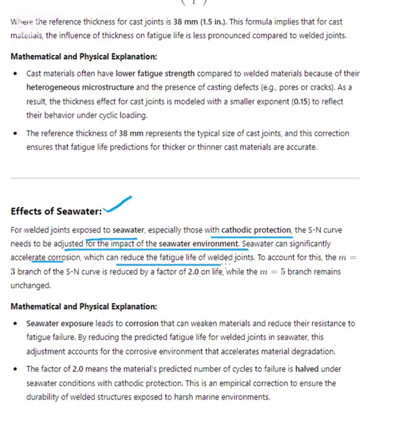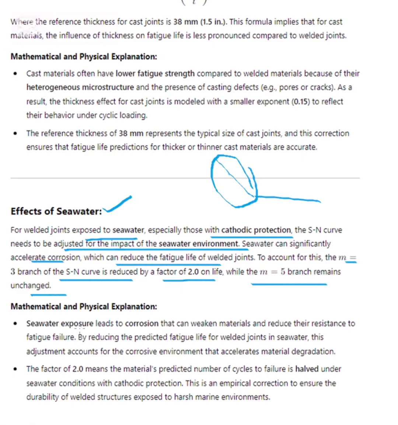So whenever it's exposed to seawater, it will accelerate the corrosion, right? So it can reduce the fatigue life significantly. To account for this, the M equal to 3 branch of the SN curve is reduced by a factor of 2 on life, and the M equal to 5 branch remains unchanged. So there are two branches, M equal to 3 and M equal to 5. In this one, the M equal to 3 branch is affected by seawater. That is how we take it, by reducing the SN curve by a factor of 2 on life.